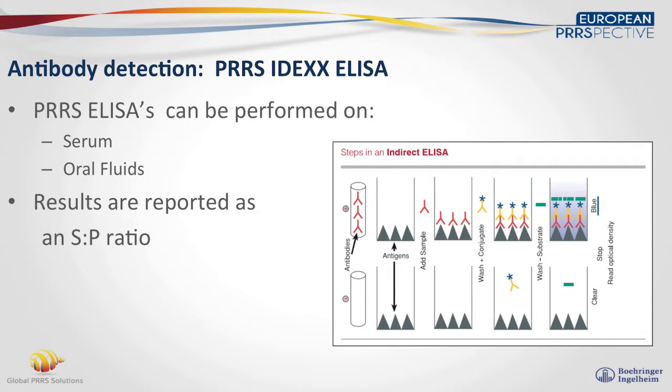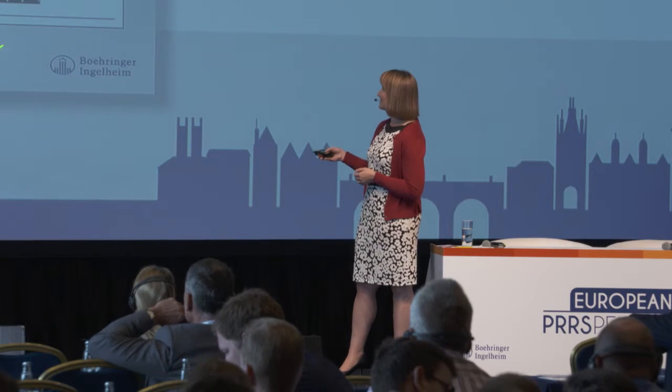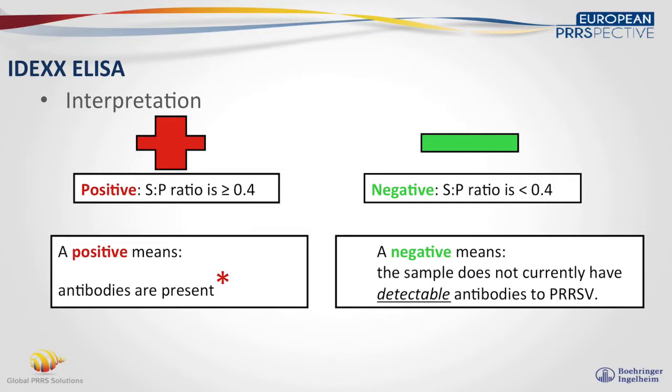So I'm going to briefly walk through these 2 tests just to make sure we're all on the same page. So the PRRS ELISA, we run it on serum and oral fluids in the United States, and our results are reported as an S/P ratio. I have this gorgeous little diagram I got off the IDEXX website to walk me through how an indirect ELISA works. The important part is to remember that the positives are 0.4 or above, and negatives are below 0.4. A positive means that antibodies are present. So those nucleocapsid antibodies that Mike talked about, they're there, they're in the sample. A negative means that they don't currently have detectable levels of antibody.